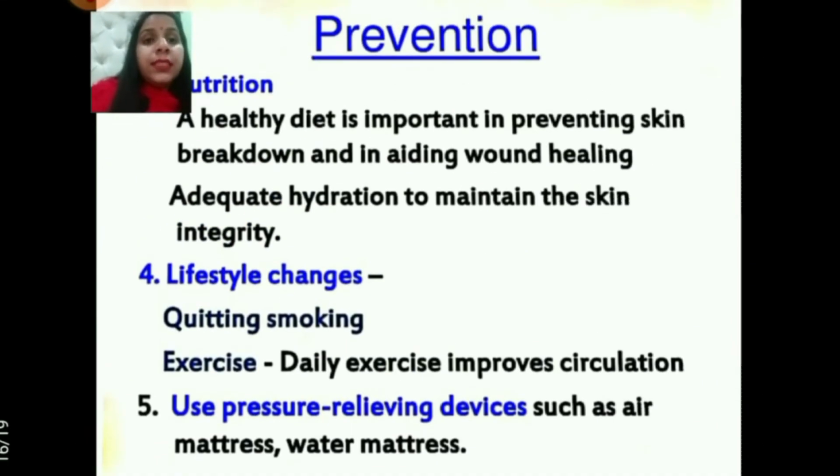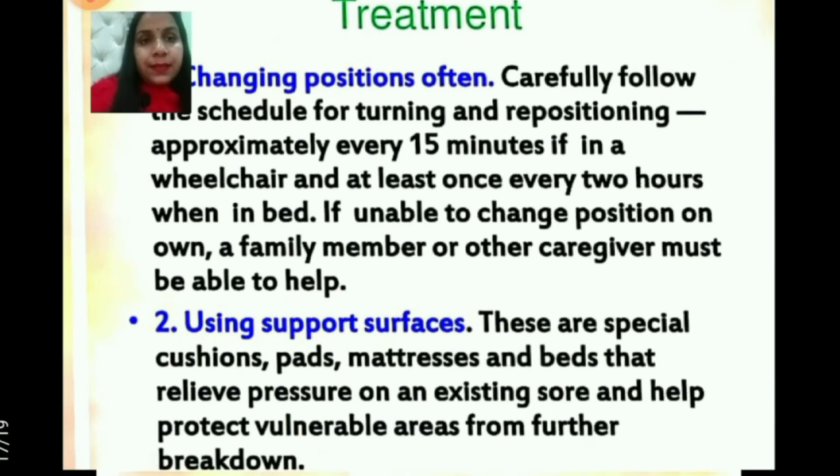Third one is nutrition. A healthy diet is important in preventing skin breakdown and in aiding wound healing, with adequate hydration to maintain skin integrity. Fourth one is lifestyle changes: quitting smoking and daily exercise improve circulation. Fifth is to use pressure-relieving devices such as air mattresses and water mattresses.